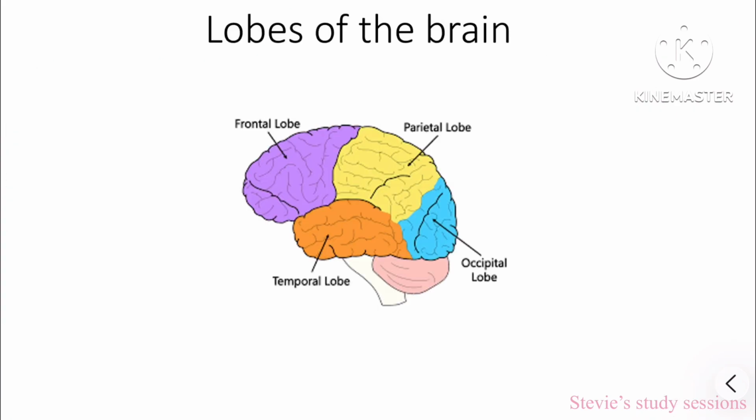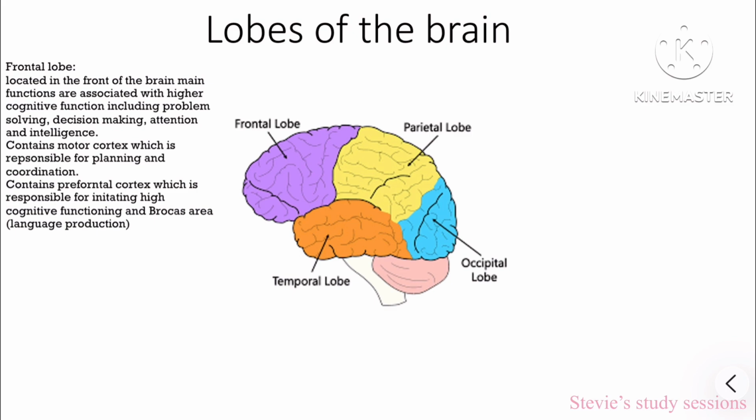So you definitely need to know about the different lobes of the brain, and you also need to know what is in the different lobes of the brain. For example, the prefrontal cortex is in the frontal lobe. The frontal lobe is located in the front of the brain. The main functions are associated with higher cognitive function, including problem solving, decision making, attention, intelligence. The frontal lobe contains the motor cortex, which is responsible for planning and coordination. It also contains the prefrontal cortex, which is responsible for higher cognitive function, and Broca's area, which is responsible for language production.